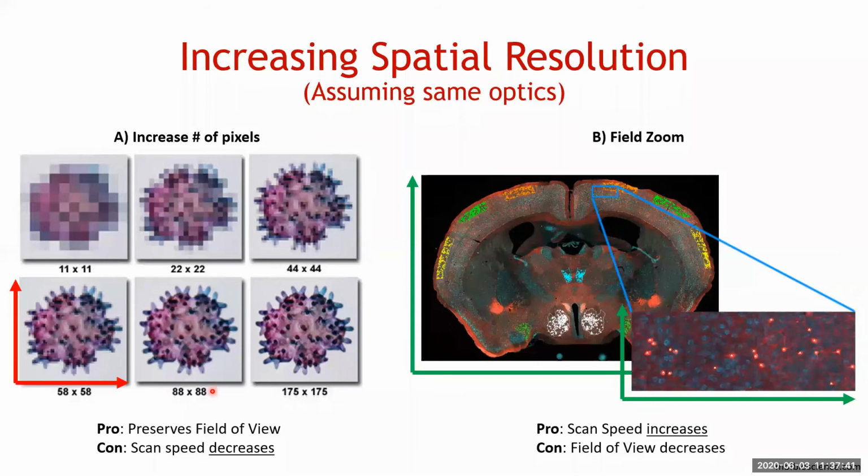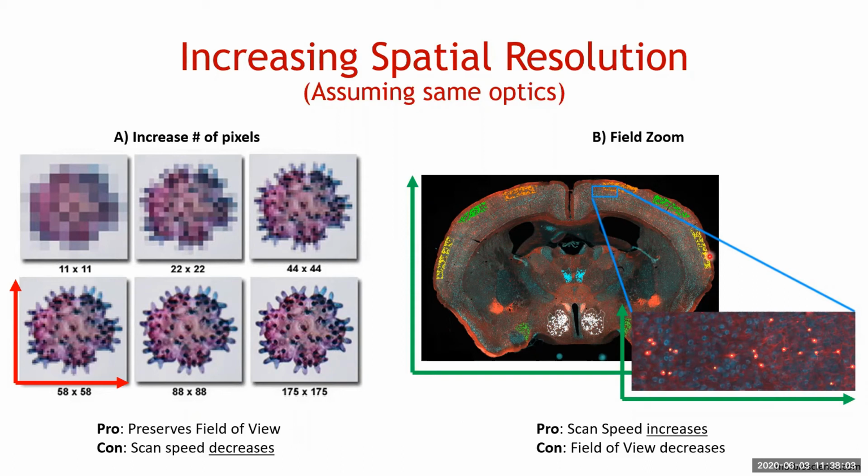Upside, it preserves the field of view by putting down more, denser pixels. Con, you really decrease your scan speed. Now, instead of going across 11 by 11, you really have to put down many more, and this has more to do with laser scanning, which I'll get into a little bit later. So you do lose your scan speed.